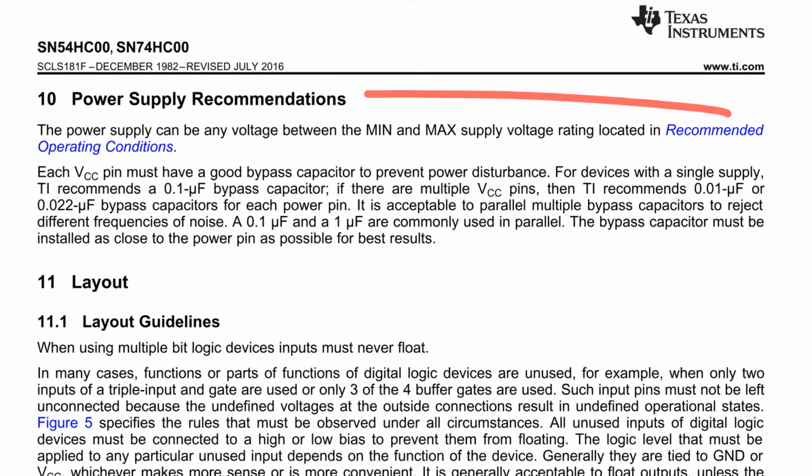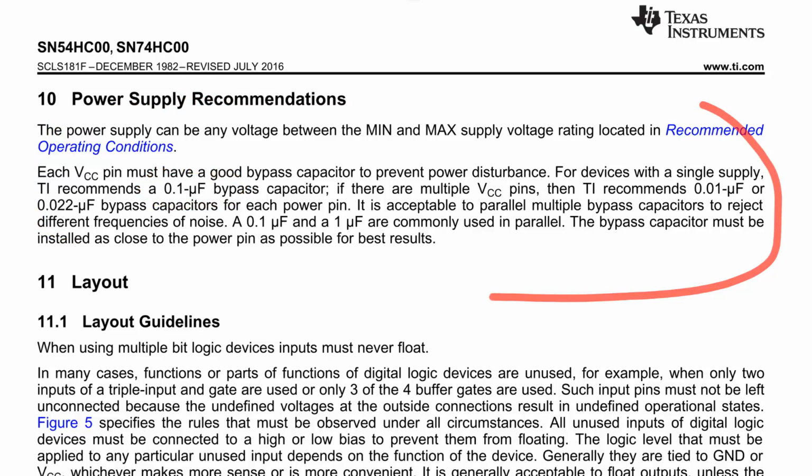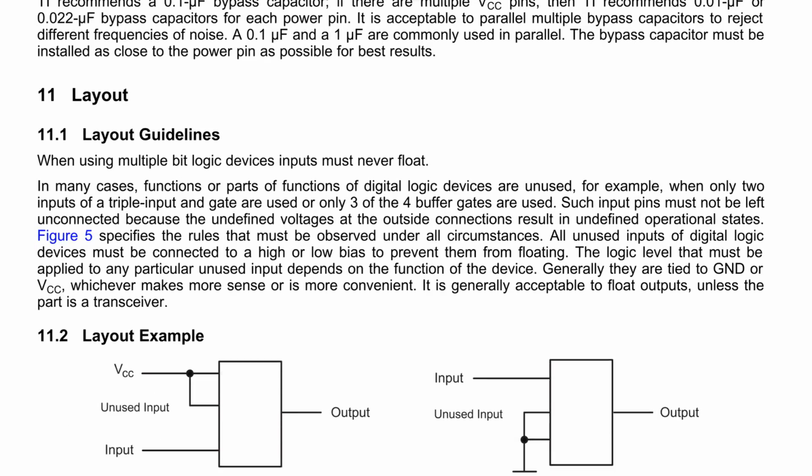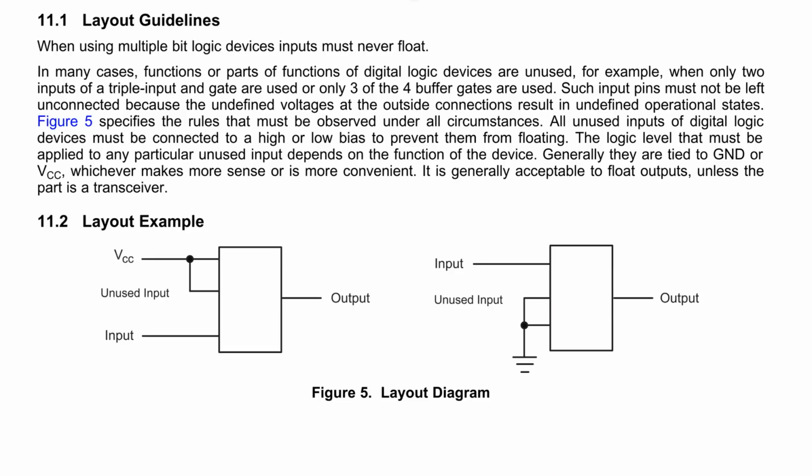Then they're going to give you some handy recommendations on bypassing. In case you didn't know, I've done a whole tutorial on bypassing, which I can link at the end of the video. So they recommend your typical 0.1 microfarad, 100 nF, and recommend multiple ones for each power pin, commonly used in parallel, etc. And then we've got some nice layout guidelines and unused inputs. Thank you very much. Tie unused inputs to VCC or ground like this.